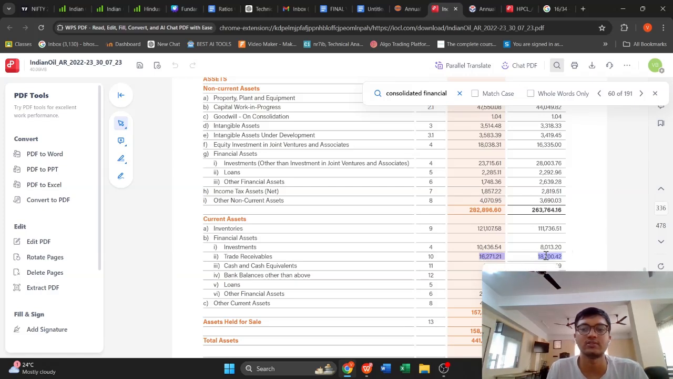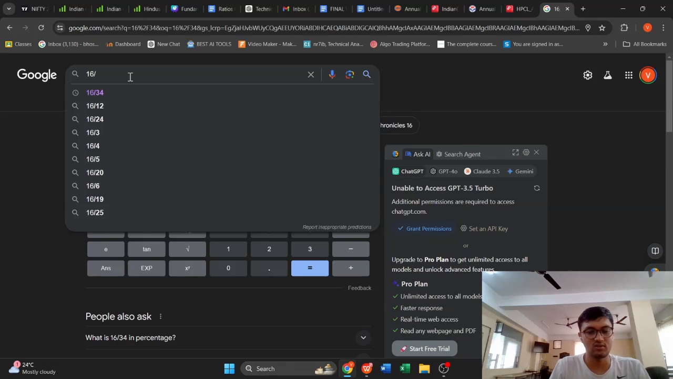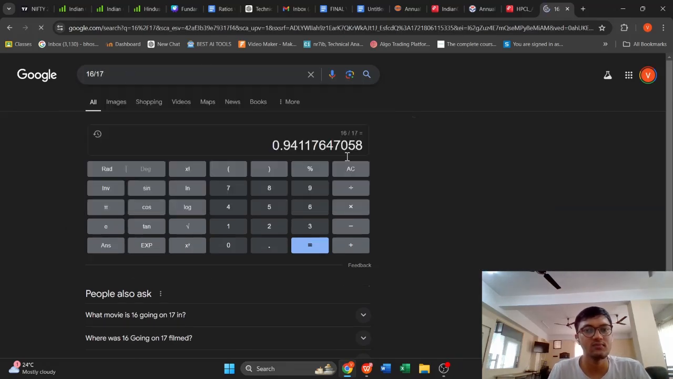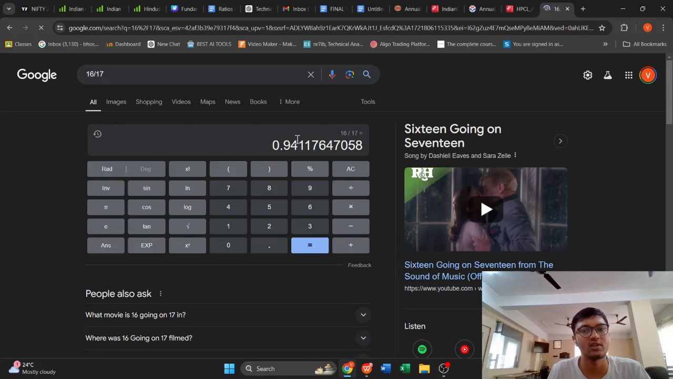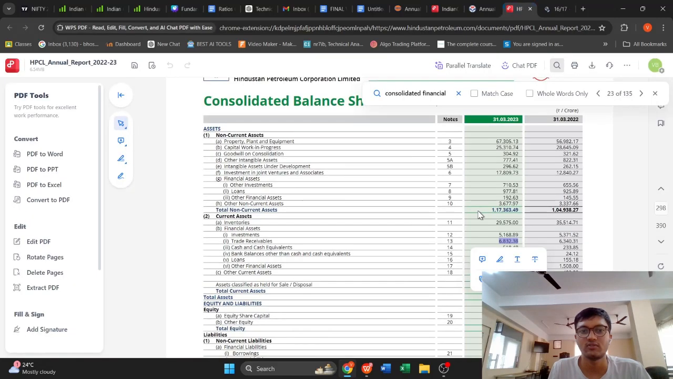So 18 plus 16 is 34, if I'm not wrong. 8 plus 6 is 14. 34 divided by 2 is 17, and 16,000 divided by 17,000. How can this be so much? So it is just around 94 percentage. And in case of this, let's say 6,000 divided by 6,000.